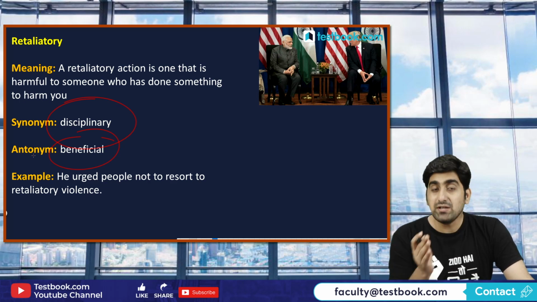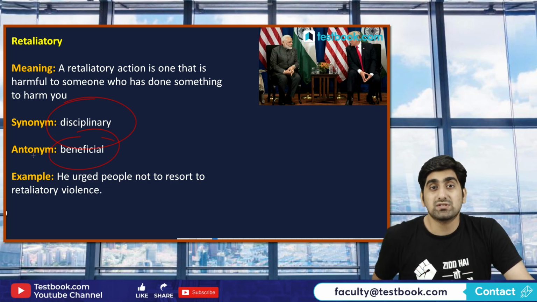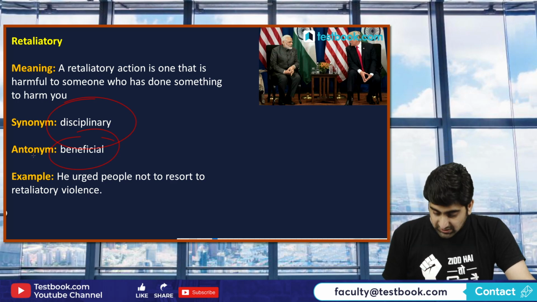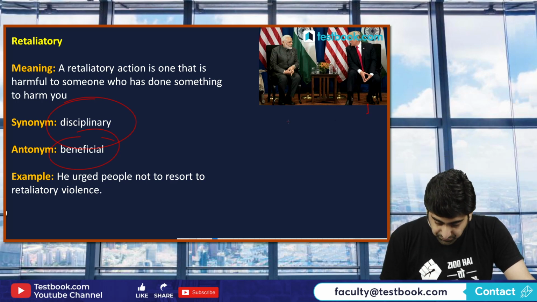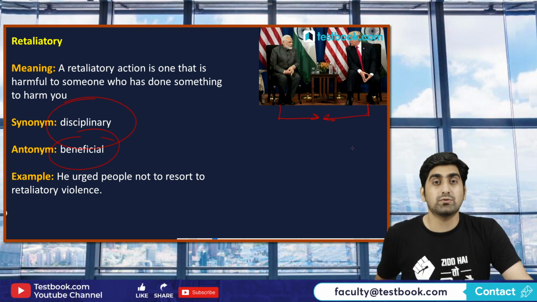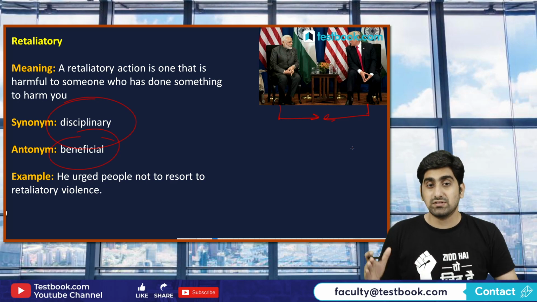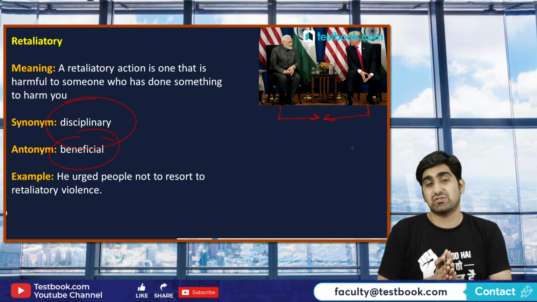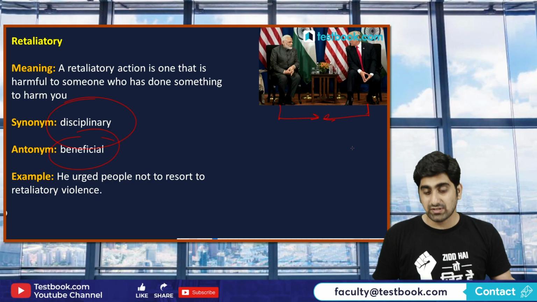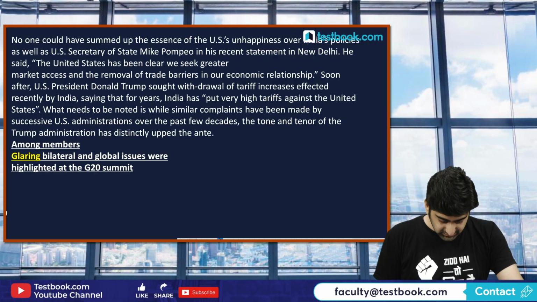सो आपने अभी देखा जो आर्टिकल था उसका जो फर्स्ट स्टेटमेंट है वो ही आई गेस रिटेलिएटरी था. इंडिया ने कुछ किया जिसके बदले में यूएस ने कुछ किया, या यूएस ने जो एक्शन लिया उसके अगेंस्ट इंडिया ने कुछ किया. सो दिस आर द रिटेलिएटरी एक्शंस दैट obviously cause harm to the parties.